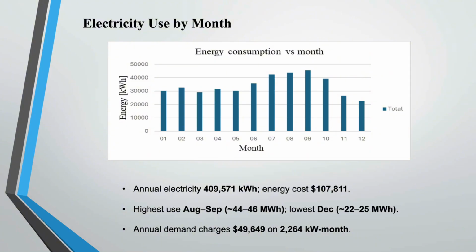And annual electricity consumption is 409,000 kilowatt hours, and the energy cost will be $107,000 per year. The highest usage is in August and September, around 44 to 46 megawatt hours, and the lowest is in December, 22 to 25 megawatt hours. And the annual demand charge is $49,649 on 2,264 kilowatt-months. It's almost half again of the energy spend for a whole year. So demand costs a lot for this facility.